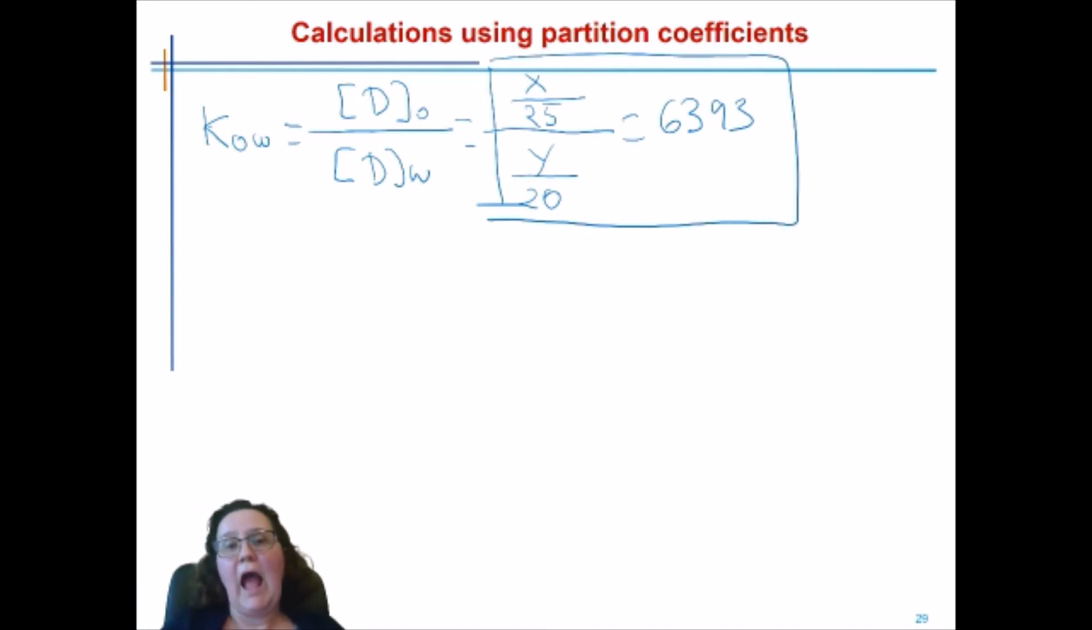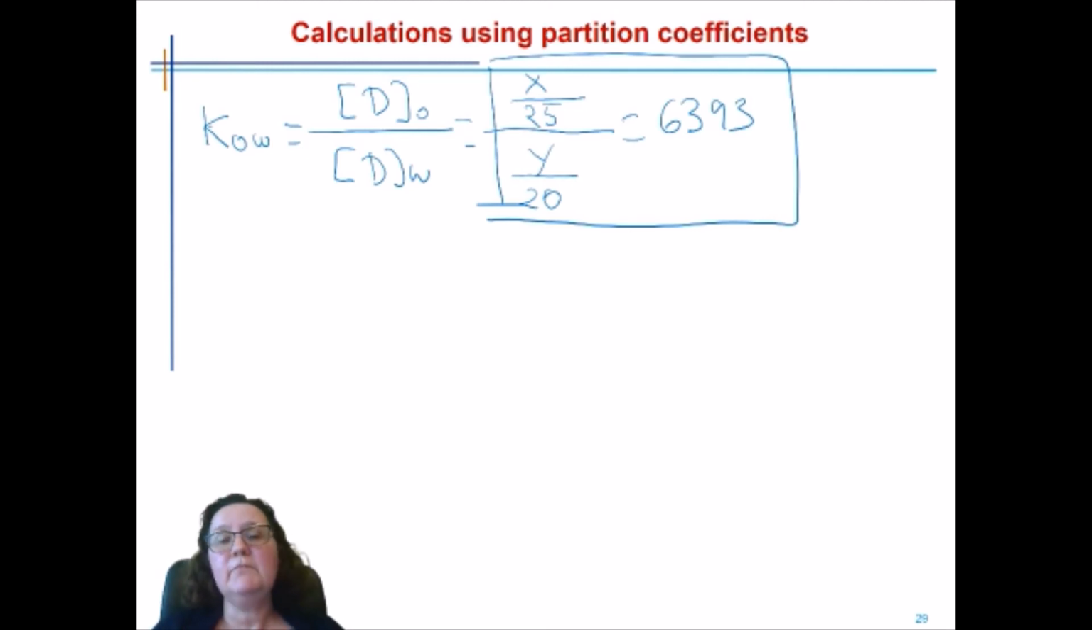And now I have a problem. I have one equation, but there are two things I don't know in that equation. I don't know X and I don't know Y. I cannot solve this equation because you can only solve an equation with one unknown, and you need as many equations as unknowns. I've got two unknowns, X and Y. I don't know how much diazinon is in the water, and I don't know how much is in the octanol. So as it stands, I cannot solve it.